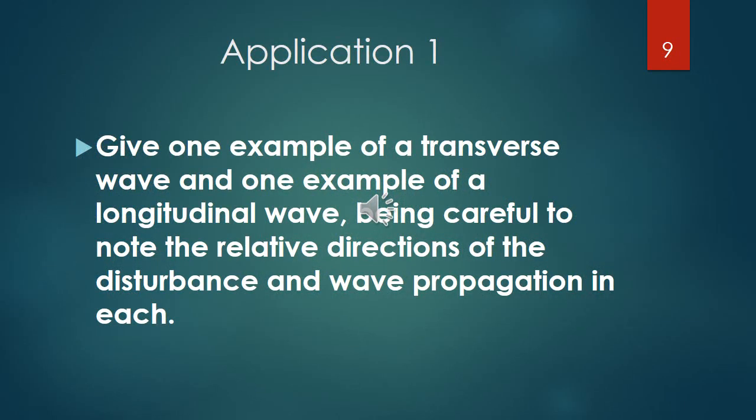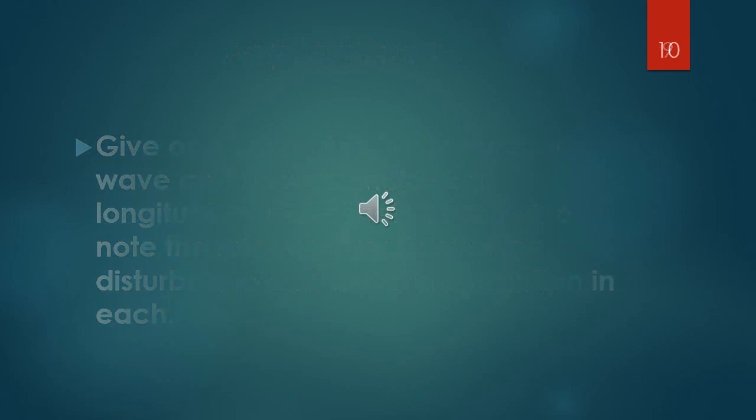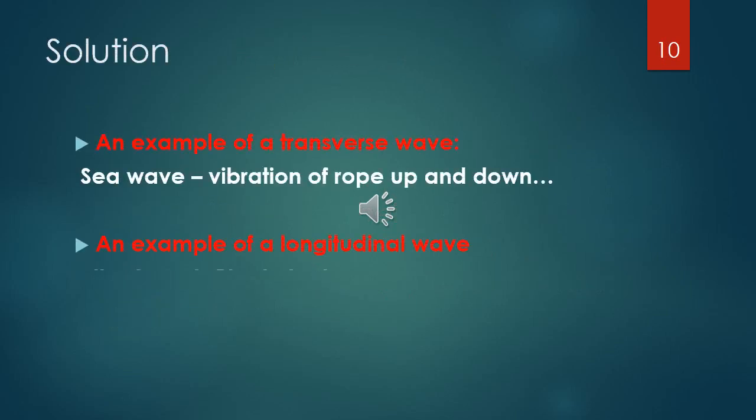Application 1. Give one example of a transverse wave and one example of a longitudinal wave, being careful to note the relative directions of the disturbance and wave propagation in each. The solution: an example of a transverse wave is the vibration of a rope up and down. Another example, about a longitudinal wave: ultrasound and ripple tank.